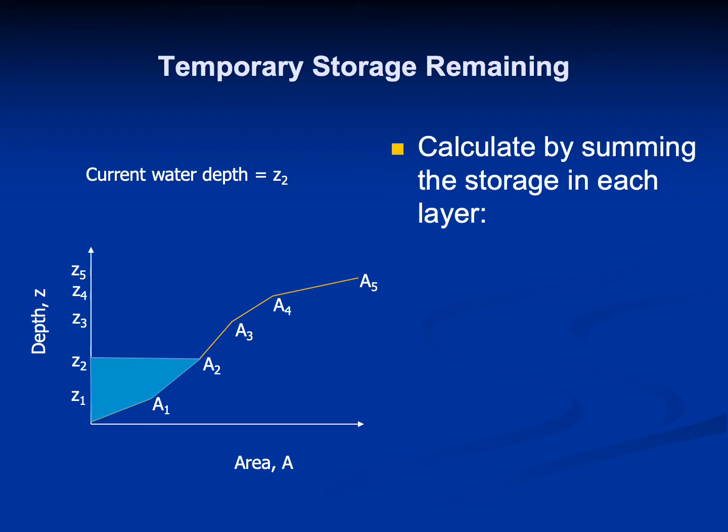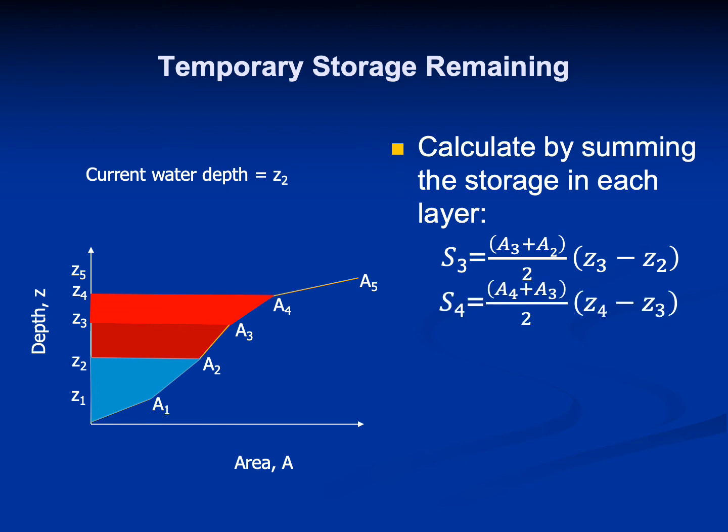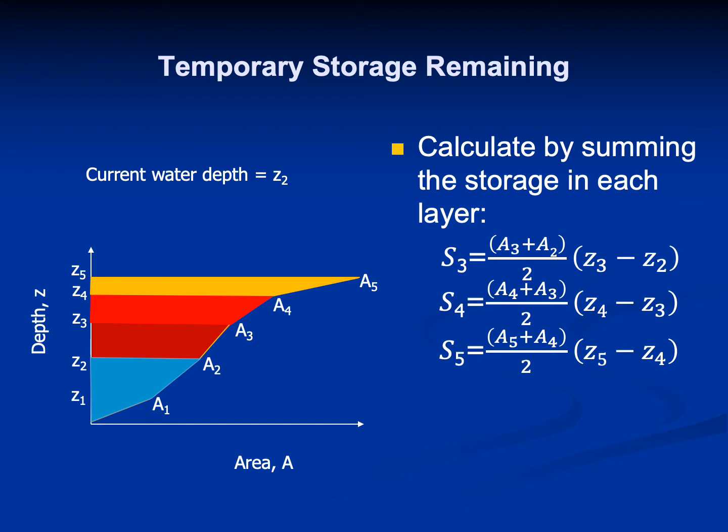We calculate this volume by summing the storage in each layer. So for the incremental volume of the layer between Z3 and Z2, shown here, the storage is the average of the area of this layer, A2 plus A3 divided by 2, times the thickness of this layer, Z3 minus Z2. Similarly, the volume of storage in this orange layer is the average of areas A3 and A4 times the thickness, and the volume of this yellow layer is the average of A4 and A5 times the thickness. You then sum all 3 of these to find the total storage volume remaining in the wetland.